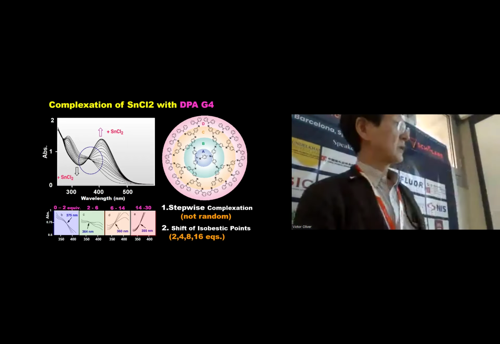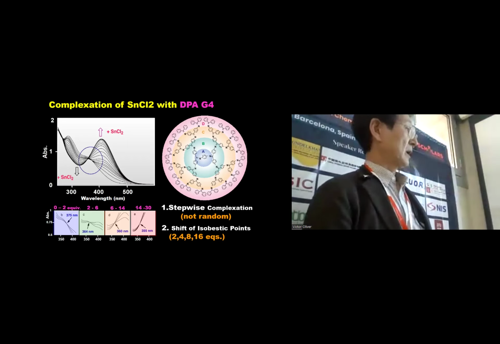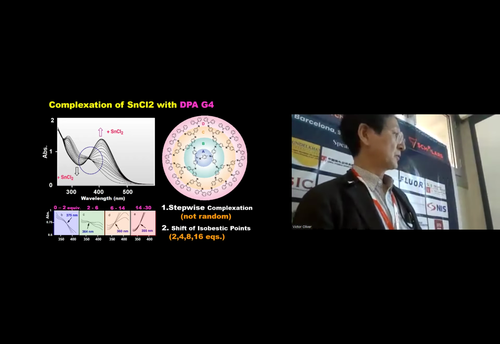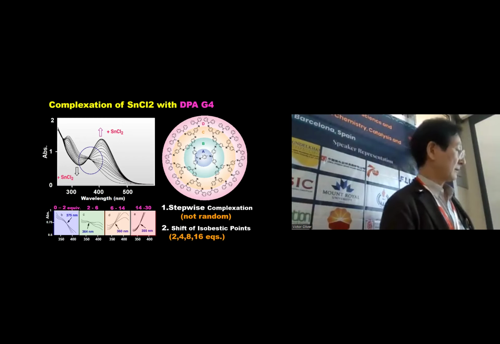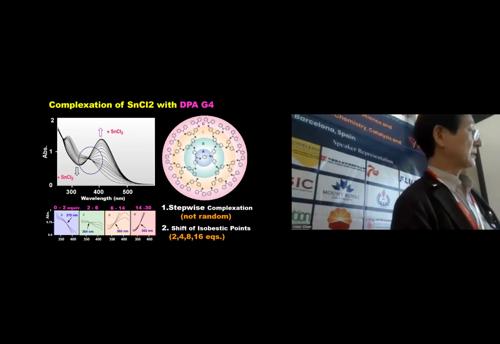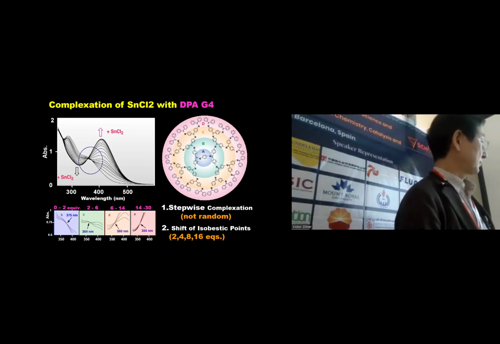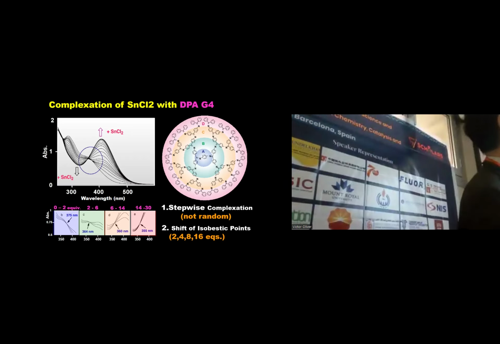So what is the meaning of stepwise complexation? During the titration, 4 changes in the isosbestic point were observed. After adding 2 equimolar amounts of tin chloride, the isosbestic point shifted. By adding 4 more equimolar amounts of tin chloride, the isosbestic point shifted. By adding 8 more equimolar amounts, the isosbestic point shifted. By adding 16 more equimolar amounts, the spectrum saturated. 2, 4, 8, 16. These numbers correspond to the number of imine units in each generation layer.